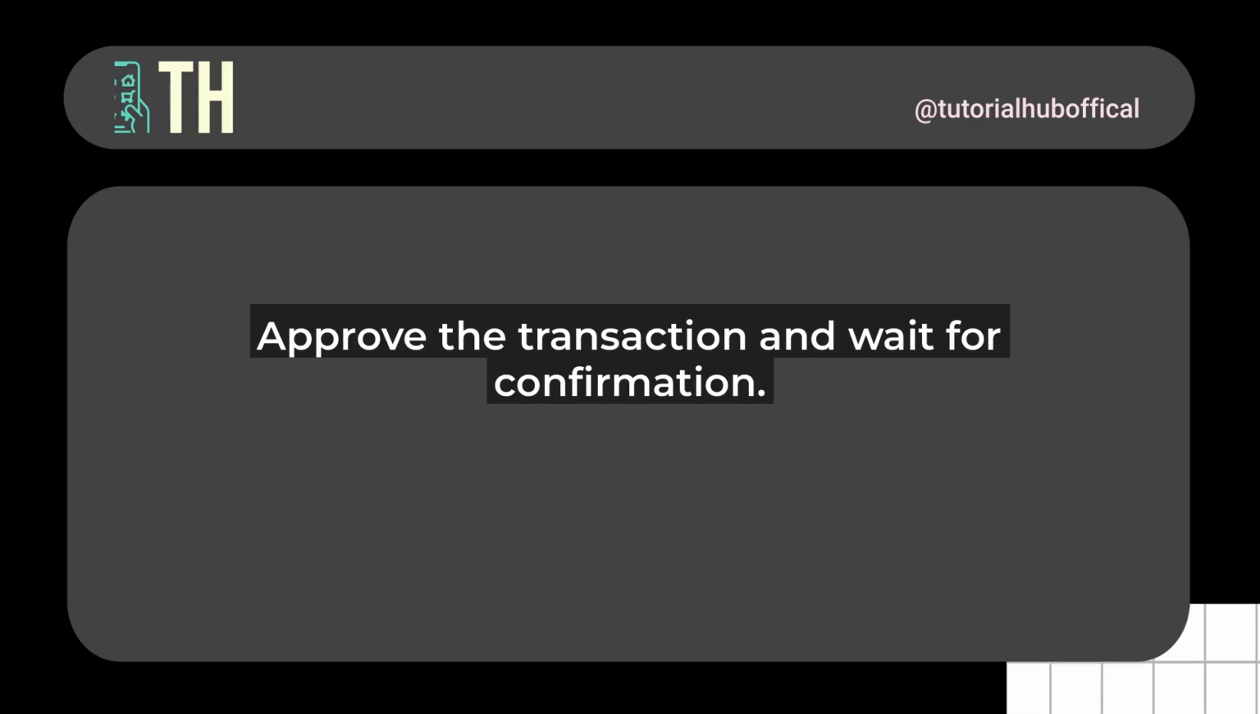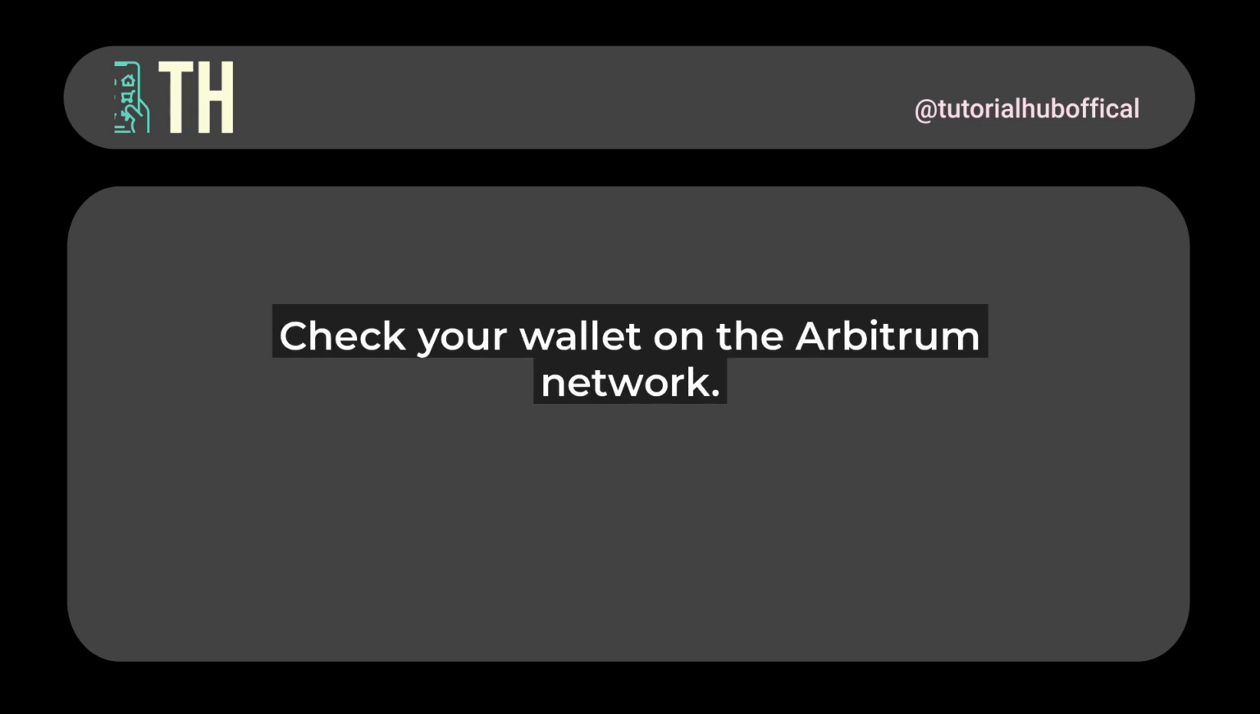Once the transfer is confirmed, check your wallet on the Arbitrum network. You should see your ETH there, ready for use in DApps, staking, or whatever you're excited about. Pro tip: always use official bridges to stay safe from scams. And that's it. By now, you've successfully transferred your ETH to Arbitrum in 2025.